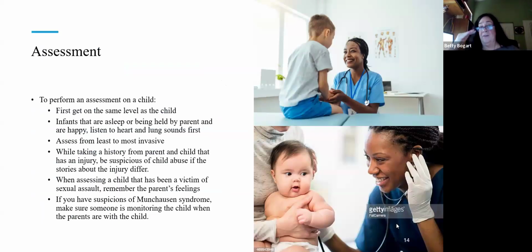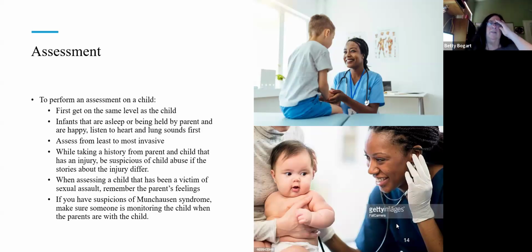Assessments, make sure you're on the same level. Make sure you're on their developmental level as we approach these children. If an infant is asleep on a parent's lap, I want you to listen to the heart and lungs. This is the best time to listen to heart and lung sounds when you're listening to a baby. If not, they're wiggling and making noise and cooing and you can't hear a thing. Always with young children, you go from least to most invasive. I always do the blood pressure last. That big squeeze they don't like, okay?